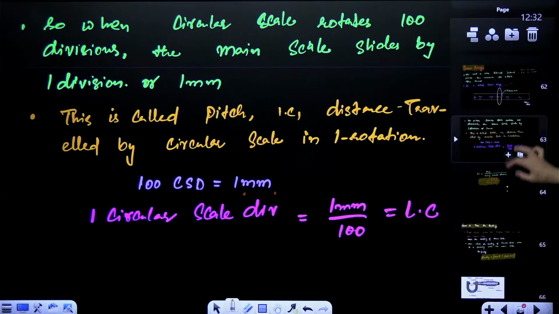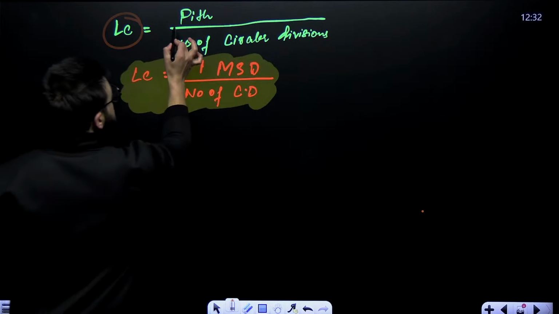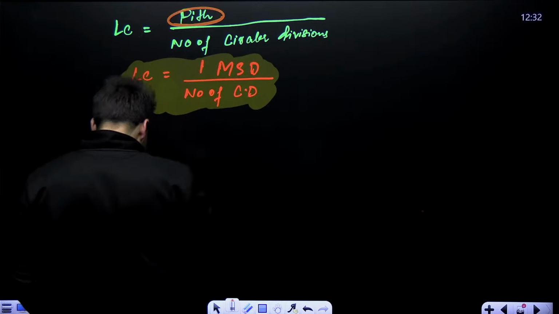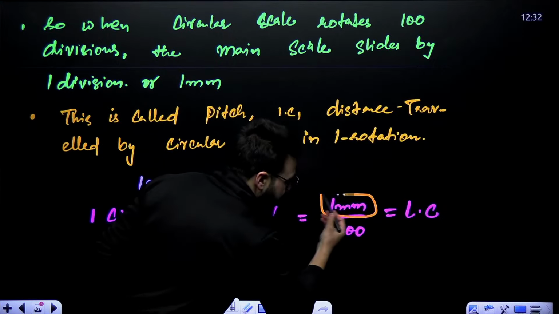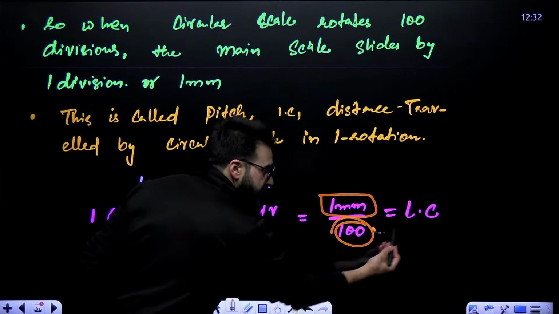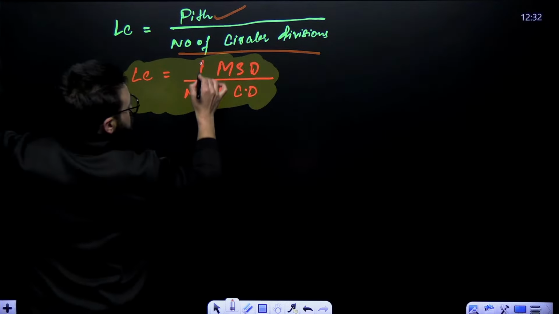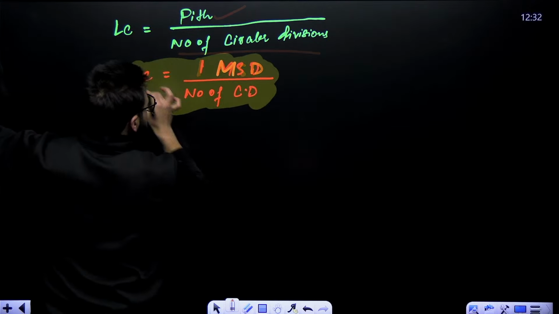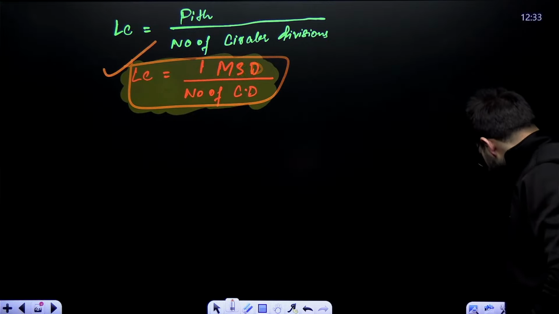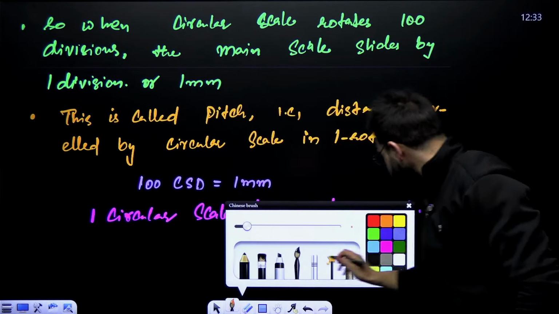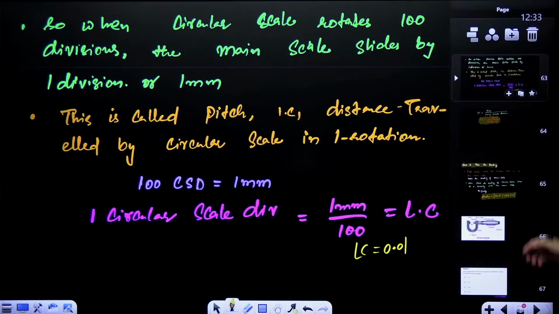So my dear friends, least count is basically pitch divided by the number of circular scale divisions. Pitch means how much the main scale has slid, that is 1 mm, divided by the number of circular scale divisions, that is 100. This is how we find the least count, and in this particular case it is 0.01.